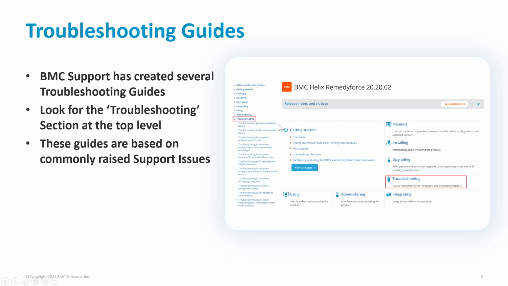BMC does have some troubleshooting guides that you can find in Support Central. Under troubleshooting, you can filter by the product, in this case BMC Helix Remedyforce. You can also search for a specific error message. Probably you will find a document that might help you to solve your issue. Basically, we create all of our documents, all of our knowledge base, based on the common raised support issues. So probably you will find something that might help you to fix or answer the question that you have.